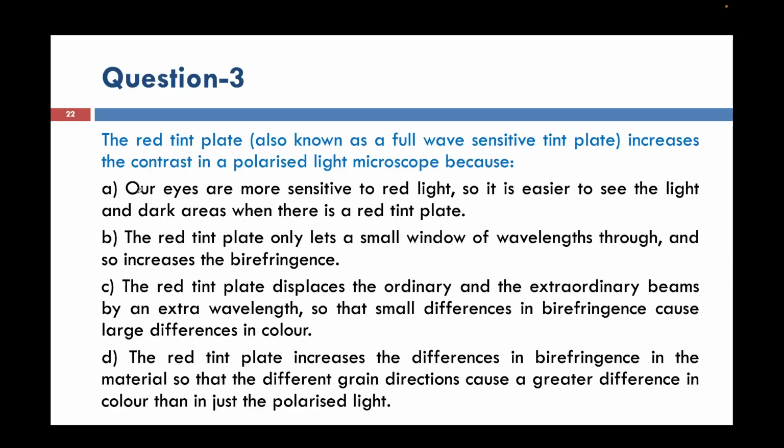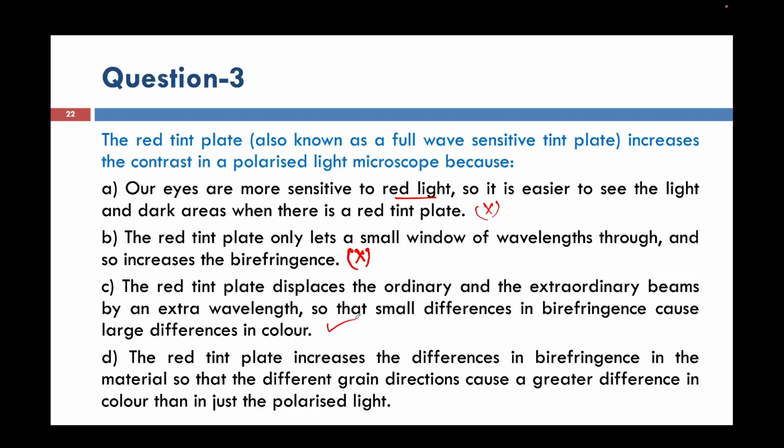No, in polarized light microscopy, we'll go through the options one by one. Our eyes are more sensitive to red light, so it is easier to see. That is not true, because we are able to see the visible spectrum completely, and quantitatively we cannot define the term more sensitive. The red tint plate only lets a small window of wavelengths through and so increases the birefringence. No, this is also not correct. Then the red tint plate displaces the ordinary and extraordinary light beams, so that a small difference in birefringence causes a large difference in color.